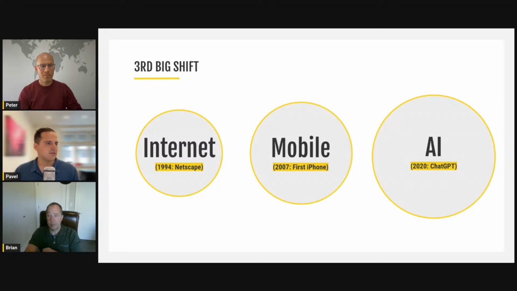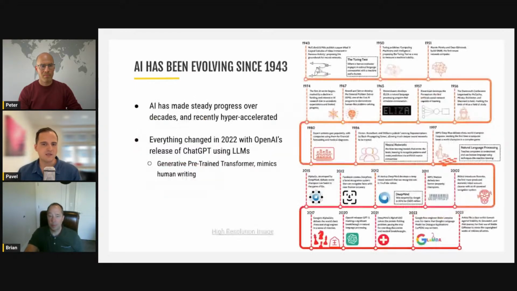But even though this is only relatively recently coming to the forefront of public mind, it's really been evolving since 1943. The concept of a neural network was actually invented in 1943, and then a large stack of PhDs and research done on top of that culminated in the invention of large language models with OpenAI's release of ChatGPT 3.